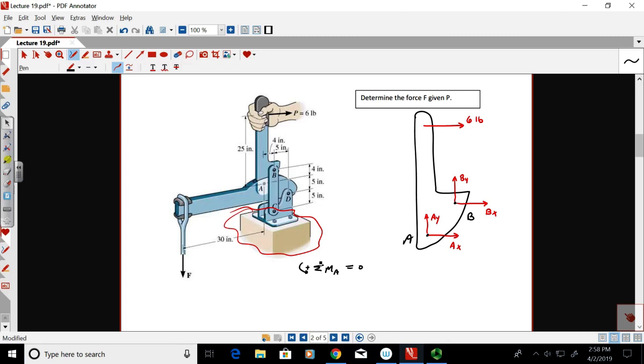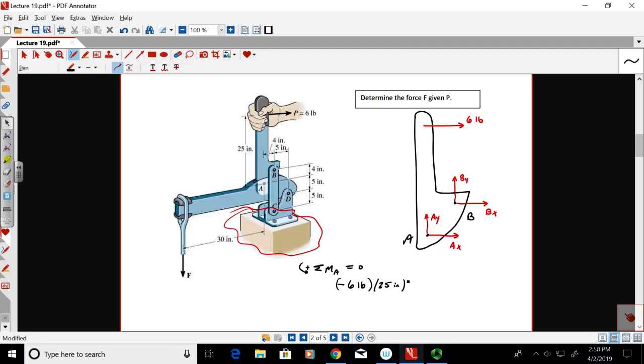Let's focus on the easy one. The easy one's the 6-pound force. The 6-pound force looks like it creates a negative moment about A because it looks like it's clockwise around A. And so the moment is going to be minus 6 pounds times, what's its perpendicular distance to A? Y'all see it? Perpendicular distance from the 6-pound handle force to A. 25 inches, yeah.